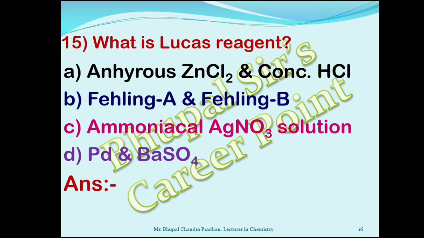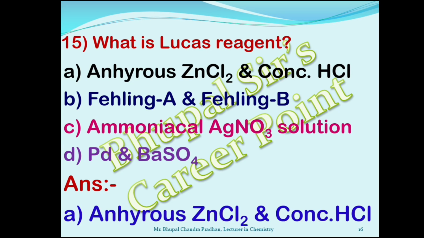What is Lucas reagent? Palladium barium sulfate is the catalyst for Rosenmund's reaction. Ammoniacal silver nitrate solution is called Tollens reagent. Fehling A and Fehling B mixture is called Fehling's solution. The actual answer is option A, that is anhydrous ZnCl2 and concentrated HCl. Thanks for the students who gave the answer A.